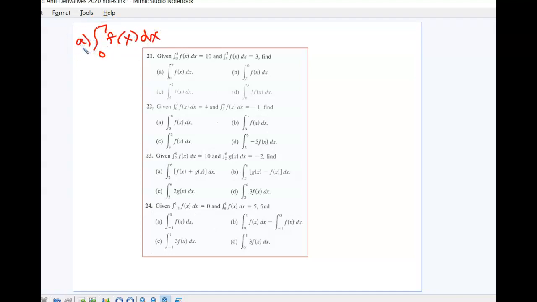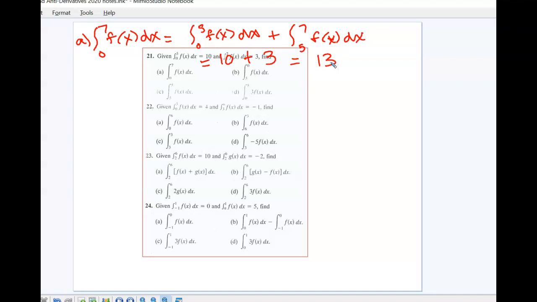I'm going to use the additivity property, so I'm really finding the integral from 0 to 5 of f of x dx plus the integral from 5 to 7 of f of x dx. So the integral from 0 to 5 was given to me as 10, plus the integral from 7 to 5 is 3. So if I add those two together, I get an answer of 13.